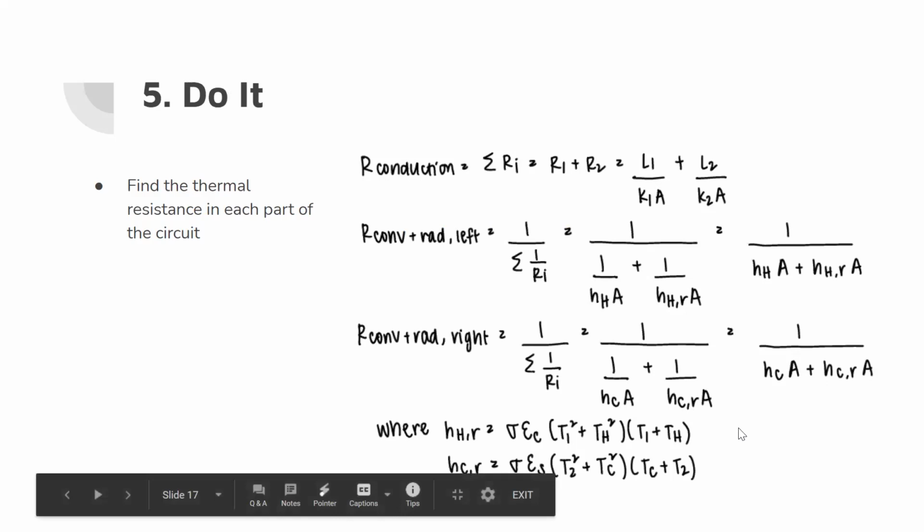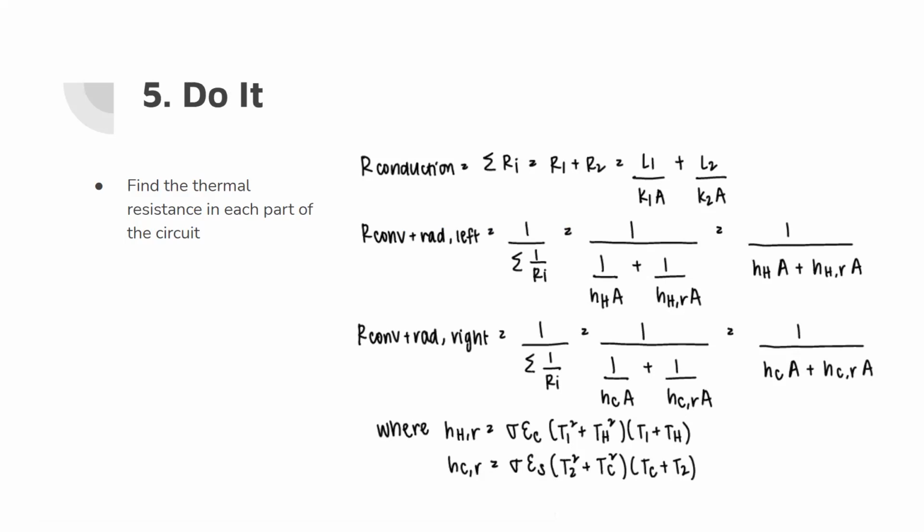One thing to note is for radiation, you can write out the radiation term by using the sigma times the emissivity of the material, and then the squares of each temperature added up, plus the summation of the 2 temperatures, T1, Th, as you can see on the bottom. This is useful for resistance of radiation. However, it does make it difficult because you need to know both the surroundings temperature and the wall temperature to use it.